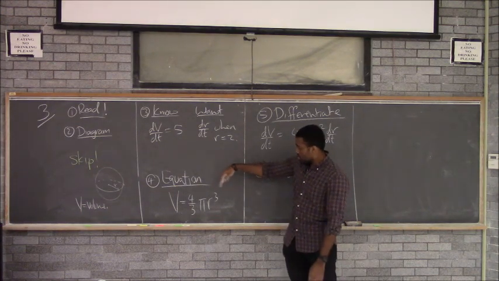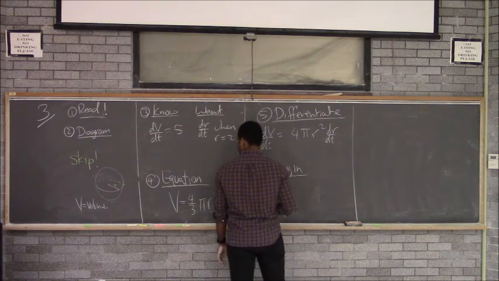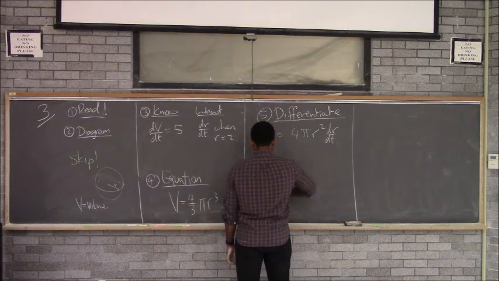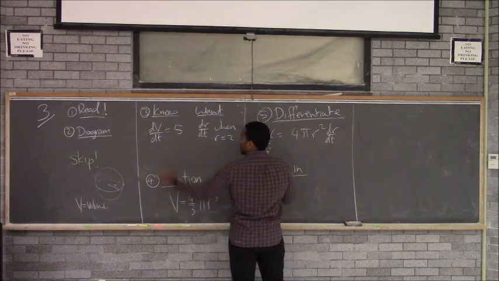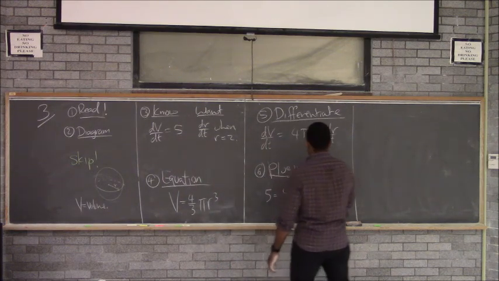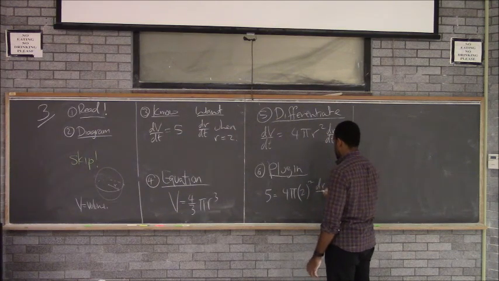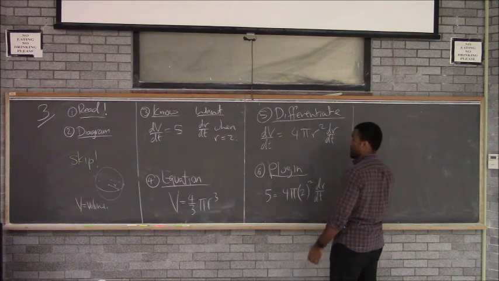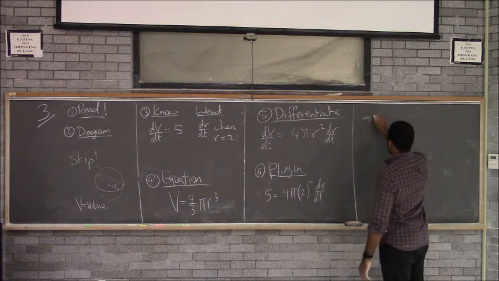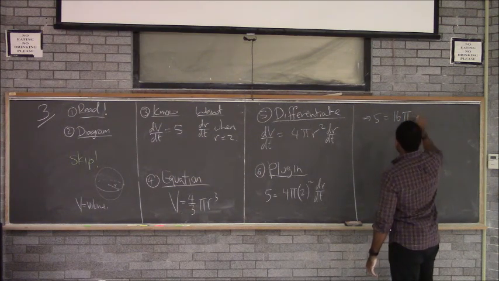Derivative of r cubed is 3r squared, the 3 is cancelled. And we have this. And then, plugging in, you're going to plug in dV/dt, that's 5. 4 pi r squared, r is 2. dr/dt. What's dr/dt? We don't know. That's what we want to find. So, nothing much to do here. 5 is equal to, that's 16 pi dr/dt.